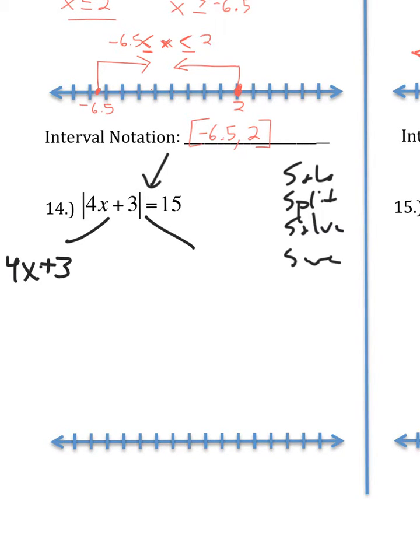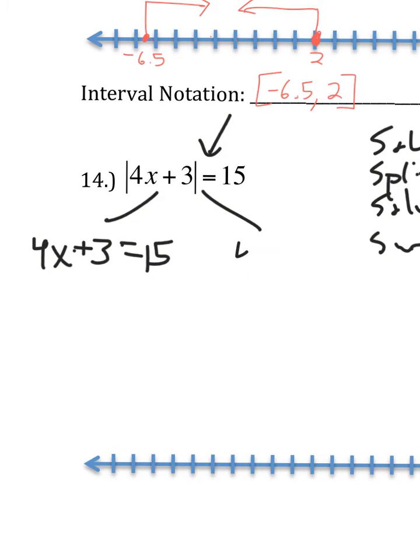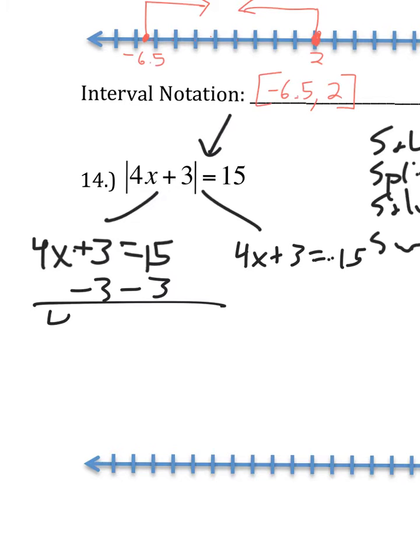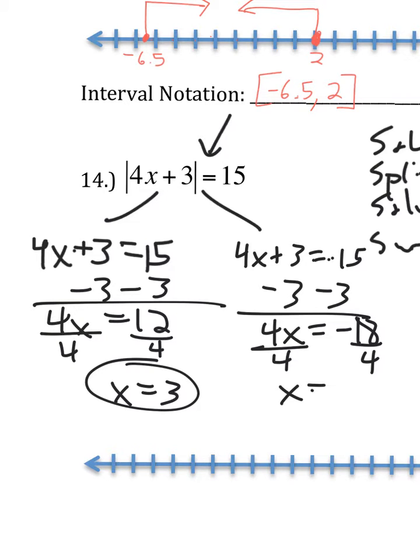4x plus 3 equals 15. Let's zoom in a little bit. And 4x plus 3 equals negative 15. Solve each separately. These should be pretty simple for you. I'm in my third S right now, solve. So I'm just solving equations like we know how to do. 4x equals 12. So x is equal to 3. Subtract 3, subtract 3. 4x is equal to negative 18. Divide by 4. So x is equal to negative 18 divided by 4. It's actually negative 4.5.